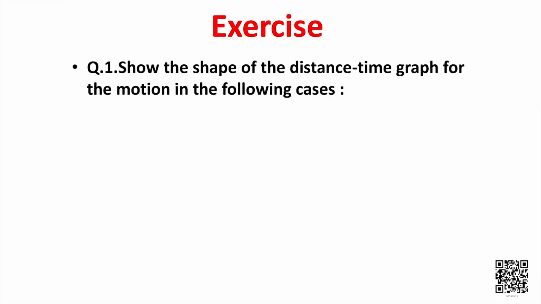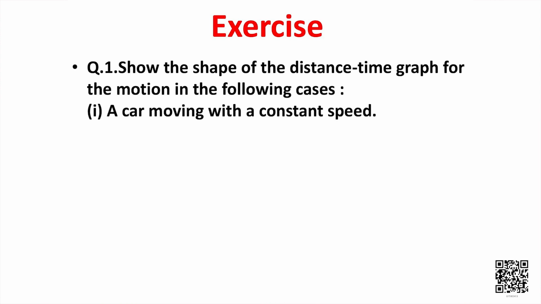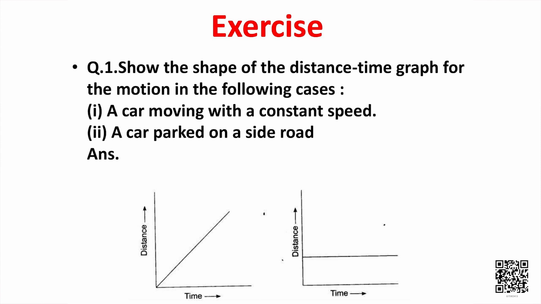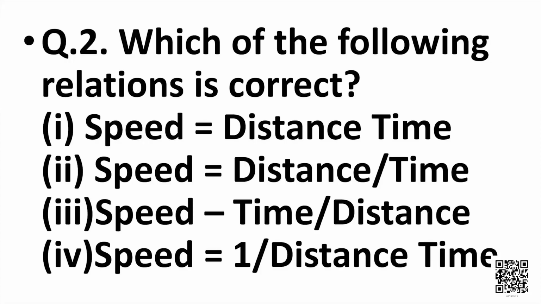So students, now it's time for some exercise portion also, so that we can strengthen the concepts learned in this chapter. So the first question is: show the shape of the distance time graph for the motion in the following cases. The first one is a car moving with a constant speed. So here in this image students, you can see a graph. And the second one is a car parked on a side road. So students, in this graph you can see a distance time graph for the car parked on the side of the road.